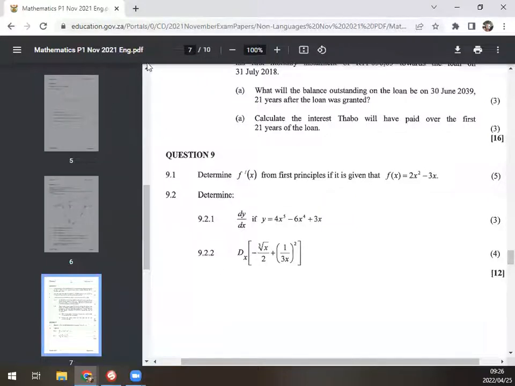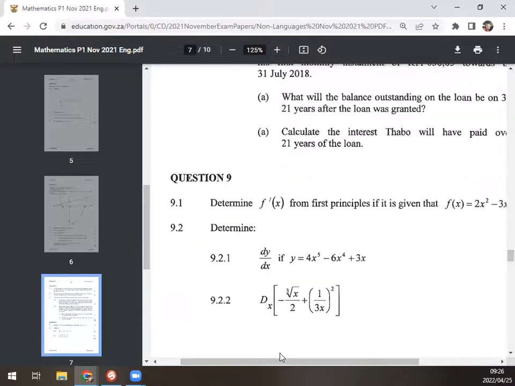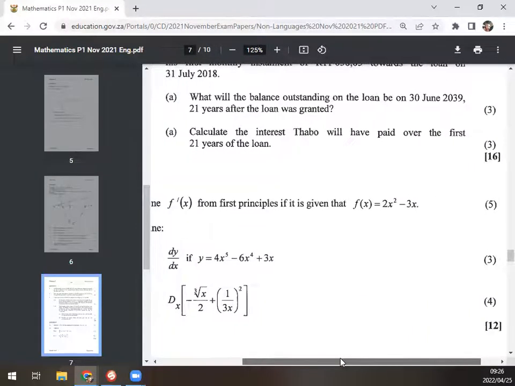This is last year's end of year exam. So you can see there from first principles, they've given you 2x squared minus 3x. So that's that limit h tends to 0 thing, 5 marks. Then here, this is a very straightforward one, right? 9.2.1. That's very easy. You can see that it's 3 marks.